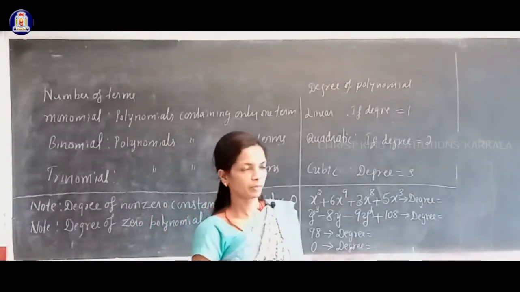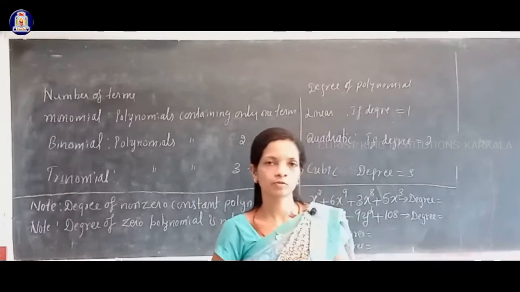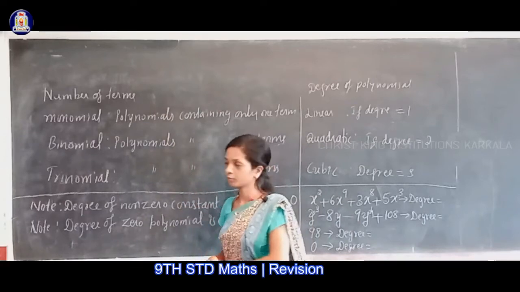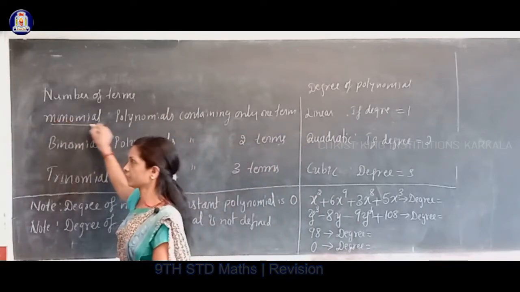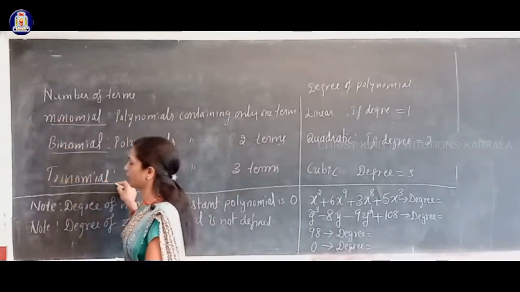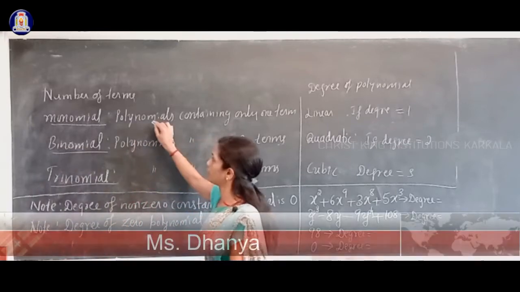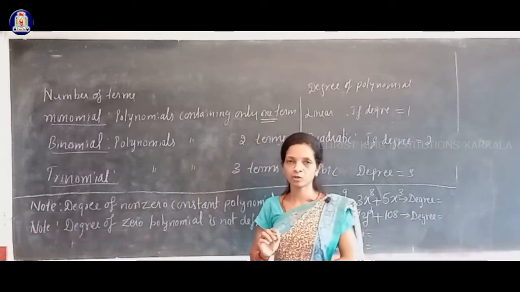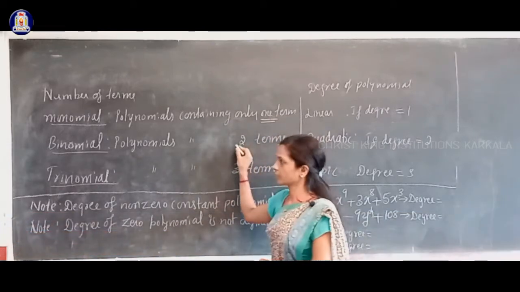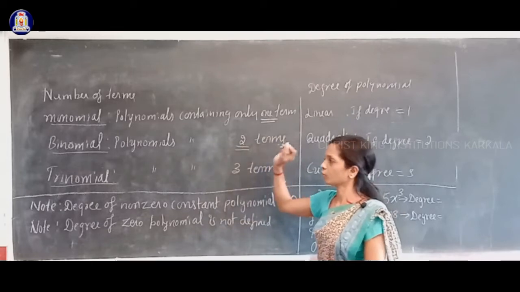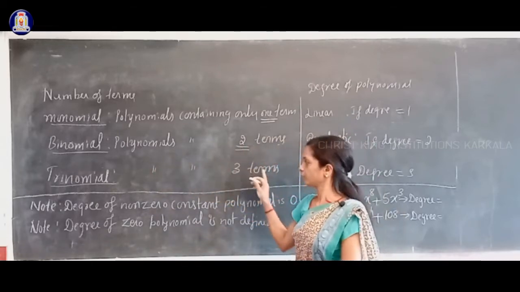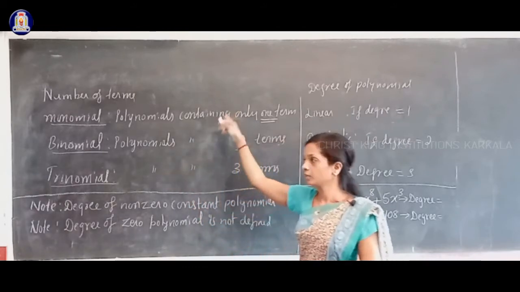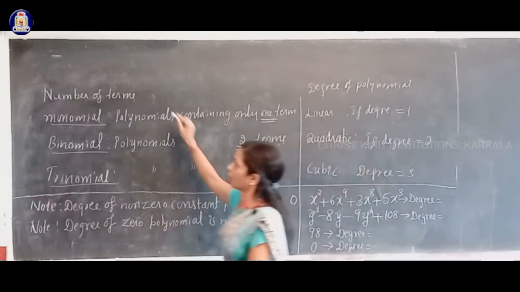Next in the polynomials chapter, you have three types of polynomials depending on the number of terms: monomial, binomial and trinomial. If a polynomial contains only one term, it is called a monomial. If it contains two terms, it is called a binomial. And if it contains three terms, it is called a trinomial. These types depend on the number of terms.